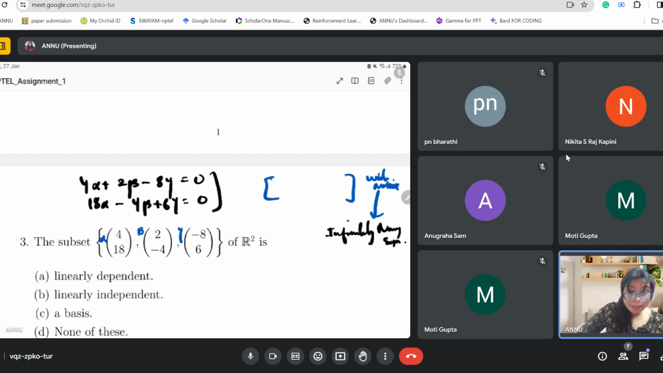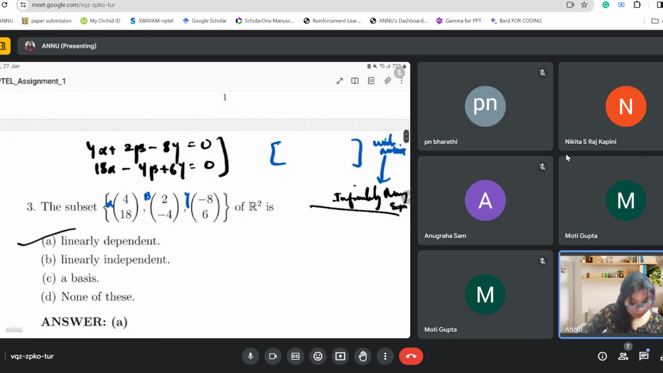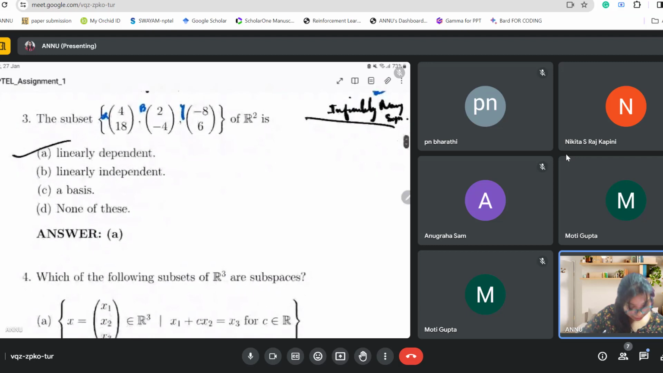So you can always assume any value for alpha, beta, gamma, as many values, infinite values. So definitely infinitely many solutions, then it will be a case of linear dependence. I think the answer is A. So correct.